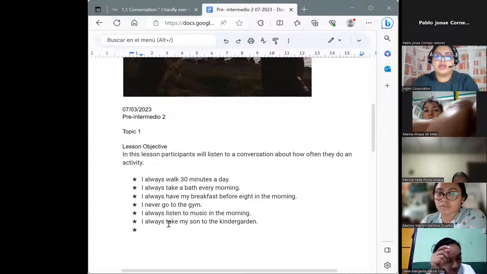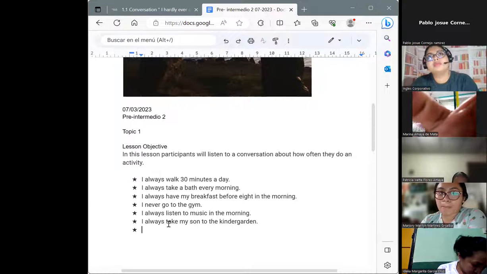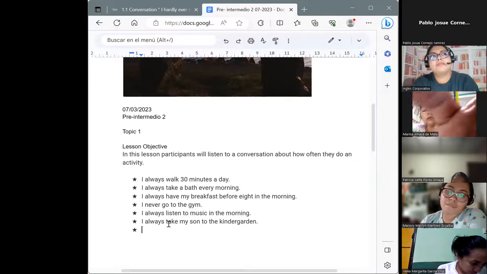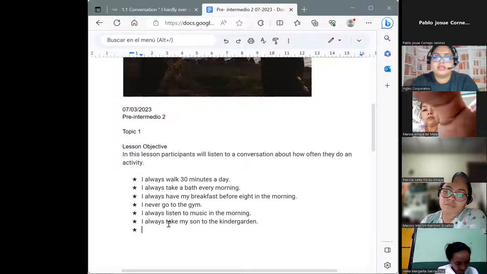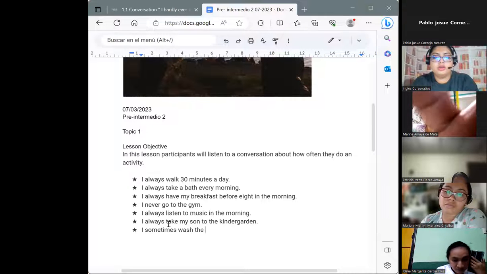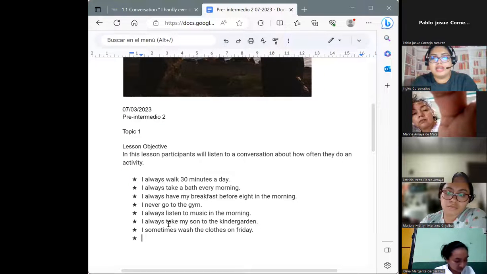I sometimes watch clothes during the week. We're going to specify a day in this case. I sometimes wash the clothes on Friday. We're going to do it like this. And this one is very interesting. I never go.